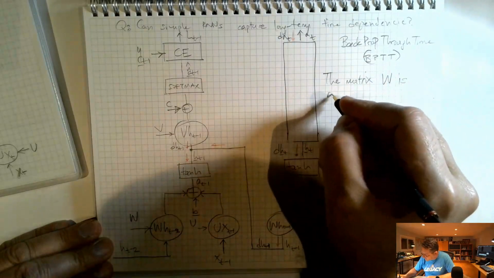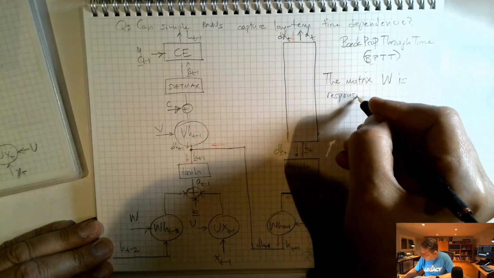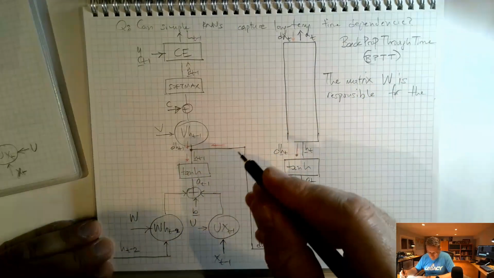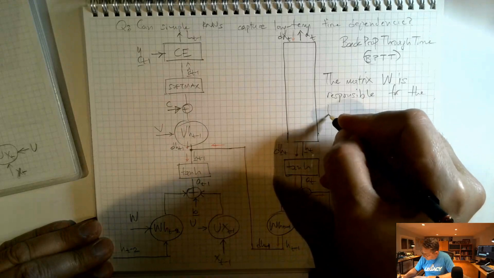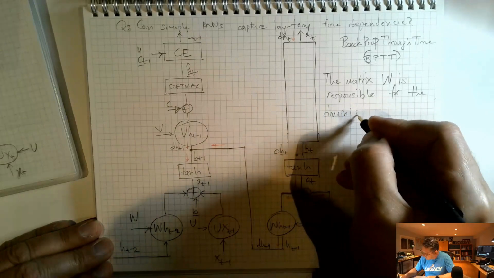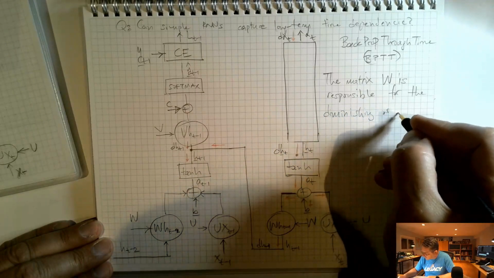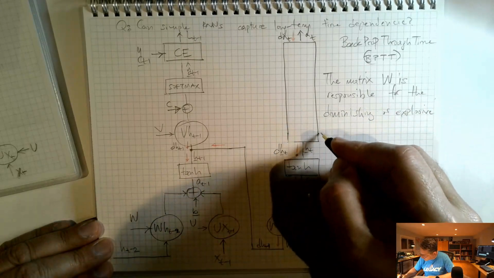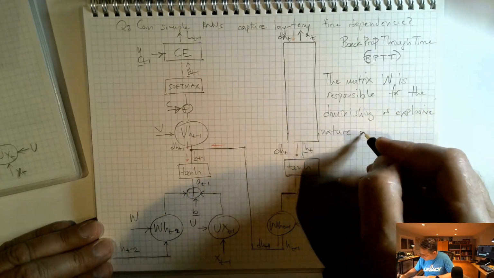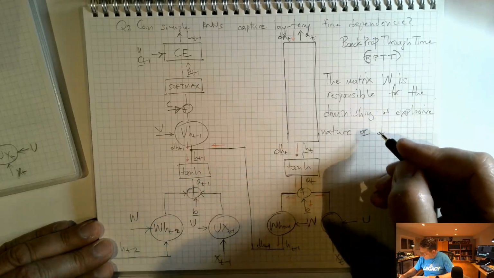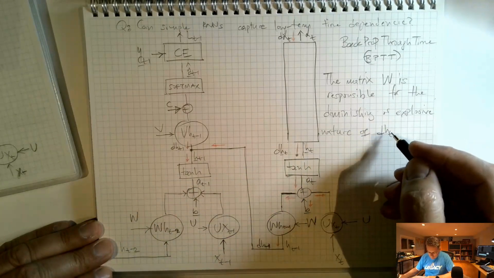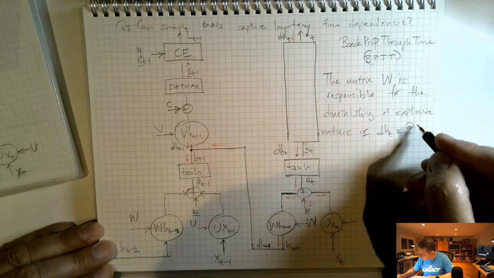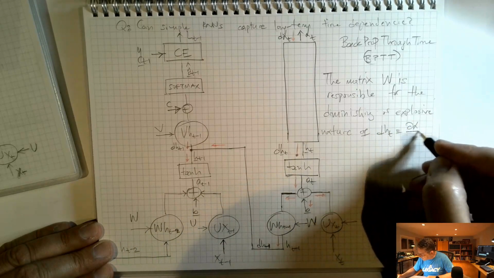is responsible for the diminishing or explosive nature of DHT, which is by definition the partial derivative of, let's say, the loss with respect to HT.